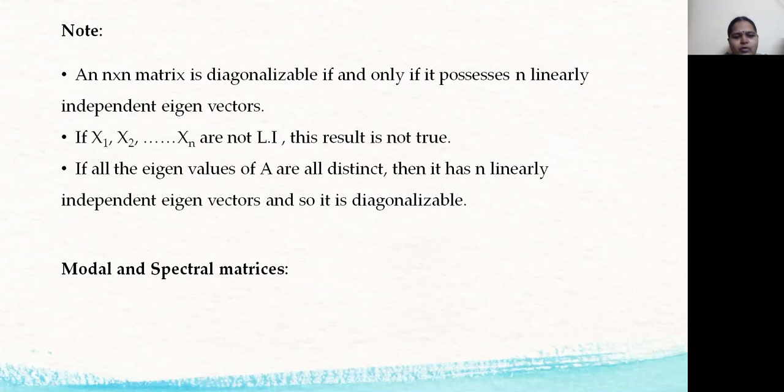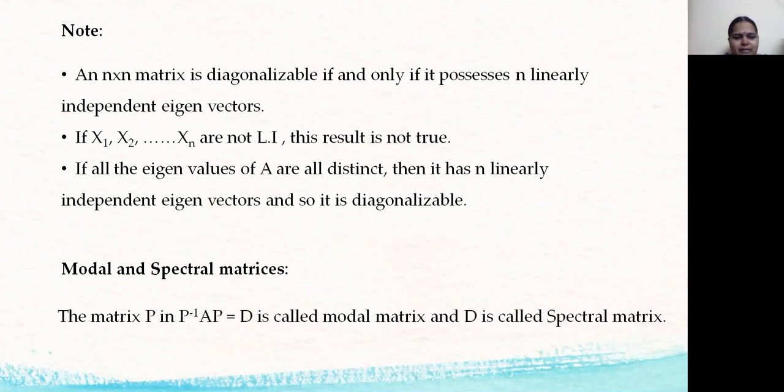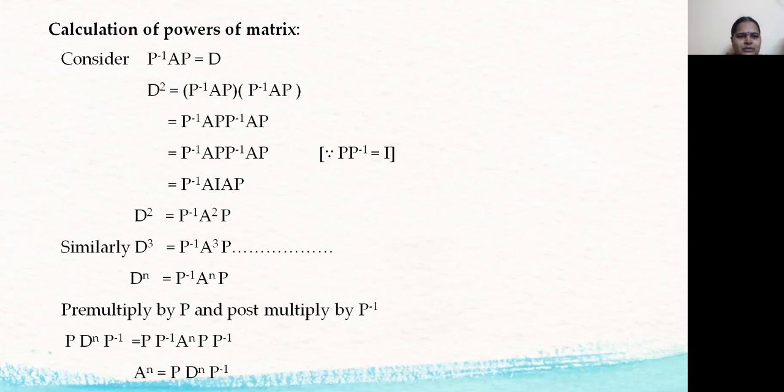Now, we define modal and spectral matrices. The matrix P in P inverse AP equals D is called the modal matrix, and D is called the spectral matrix or diagonal matrix. Next, using this diagonalization process, we can calculate the powers of a matrix. That means we can find A power 4, A power 6, A power 8, anything, by using this diagonalization process. How do we calculate the powers of a matrix?